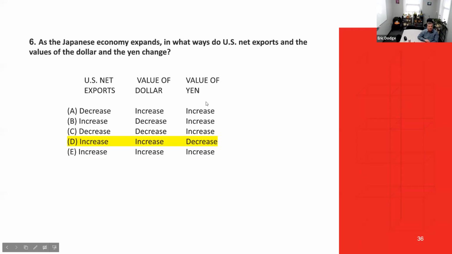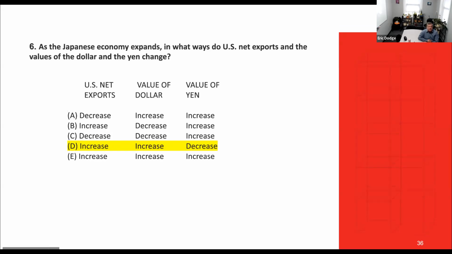All right, correct answer. Net exports would increase. Here's the reasoning. An expanding Japanese economy means that times are good in Japan. Consumers have money and consumers consume. And that means they're probably going to consume more stuff made in the US. And so, all else equal, we're going to export more to Japan. So our net exports will increase.